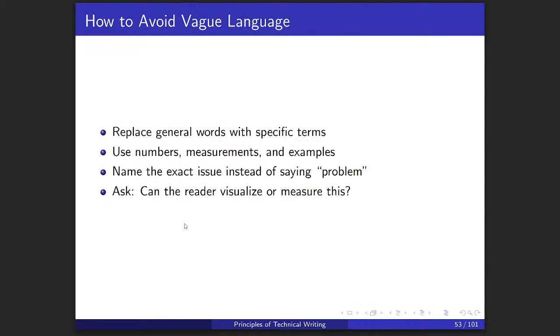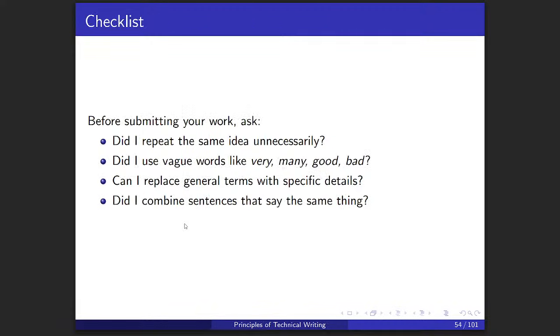So how to avoid vague language? Replace general terms with specific terms. I'm not reading all of those, we are running out of time. So here is a checklist for repeating and vague language.